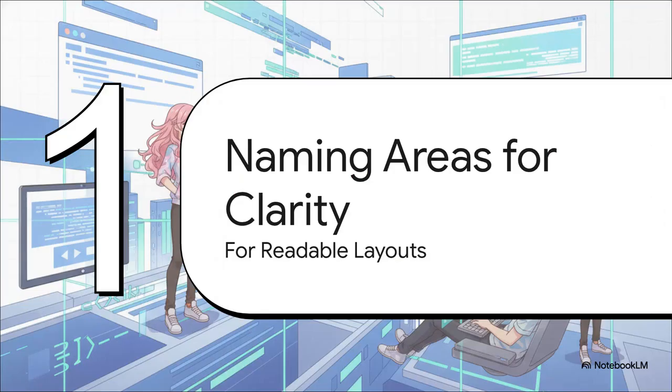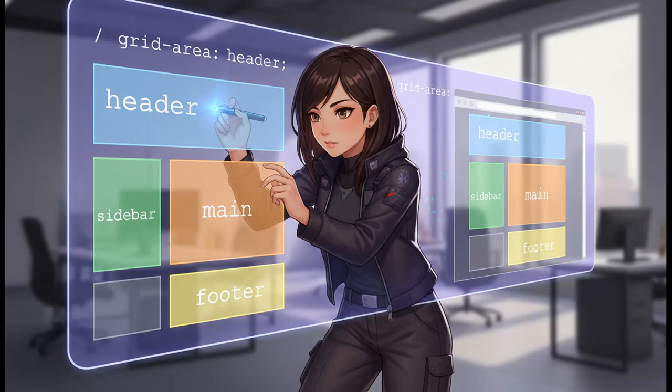Okay, now for my absolute favorite feature in all of CSS Grid. This is the thing that makes your code incredibly clean and easy to understand. We're going to stop thinking about column and row numbers, and we're going to start giving our layout areas actual names. Just look at this. It's like you're drawing a picture of your website with text.